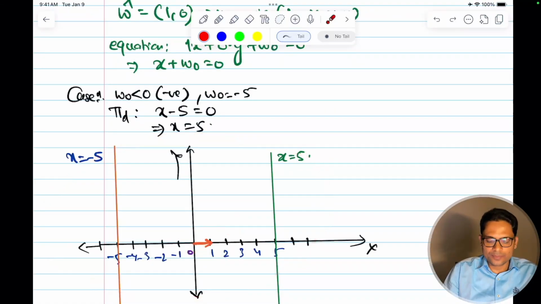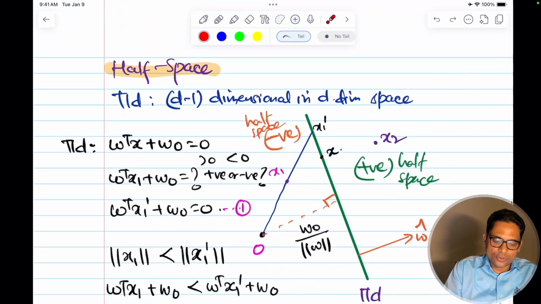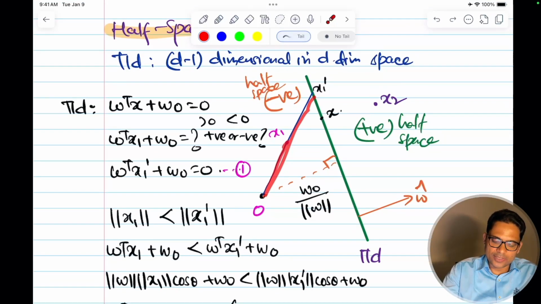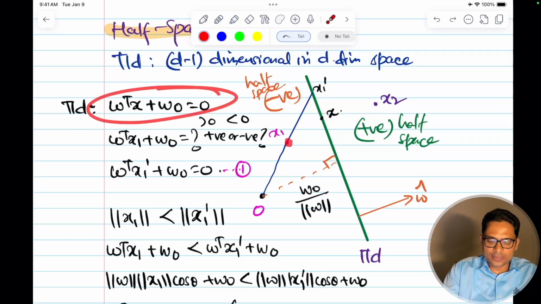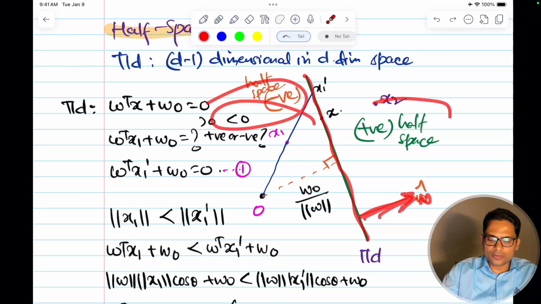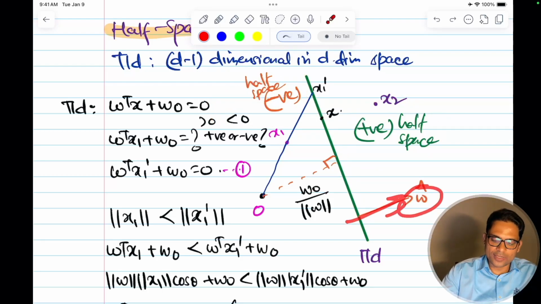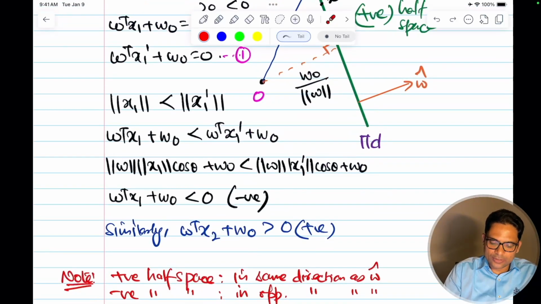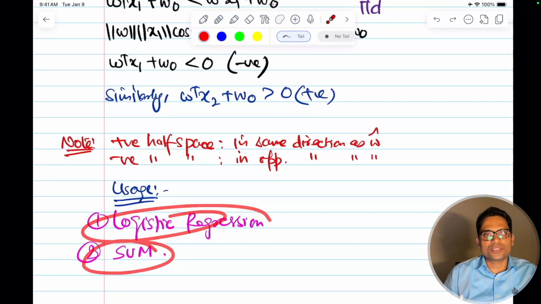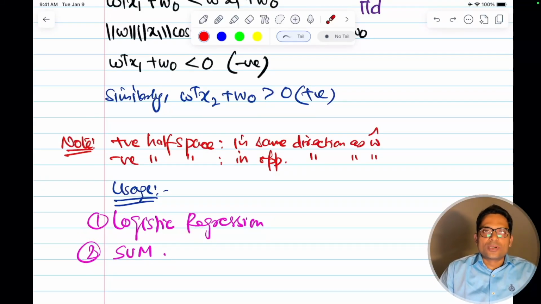We saw that with the help of a line example where my unit vector was pointing towards the positive x-axis, and then we saw the two half spaces. Any point on this line will follow this equation. Any point in the opposite direction of the unit vector is in the negative half space, and all the space pointing towards your unit vector is the positive half space, and we saw the calculation for that. The usage is for logistic regression and support vector machines. That is what a hyperplane is all about.